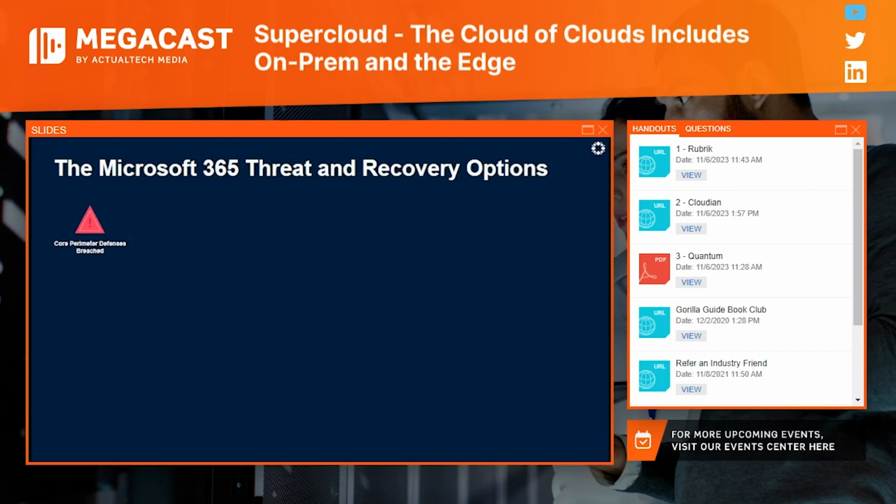And once that happens, you basically have to assume they have administrative access to many of your systems. So if they have administrative access to Microsoft 365, they have the global administrator.